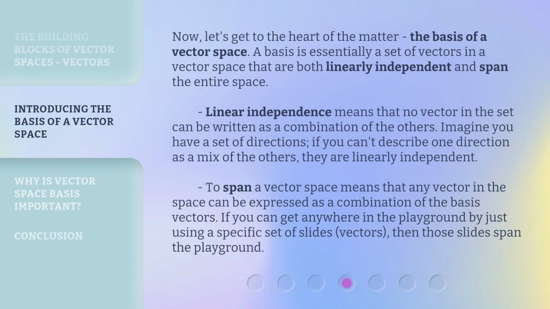Now, let's get to the heart of the matter: the basis of a vector space. A basis is essentially a set of vectors in a vector space that are both linearly independent and span the entire space. Linear independence means that no vector in the set can be written as a combination of the others. Imagine you have a set of directions. If you can't describe one direction as a mix of the others, they are linearly independent. To span a vector space means that any vector in the space can be expressed as a combination of the basis vectors. If you can get anywhere in the playground by just using a specific set of slides, vectors, then those slides span the playground.